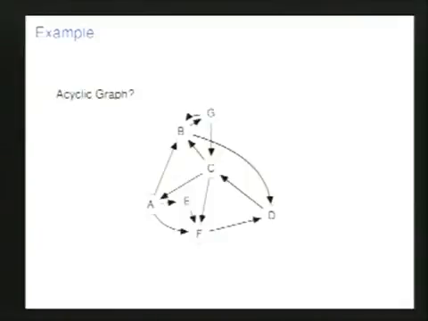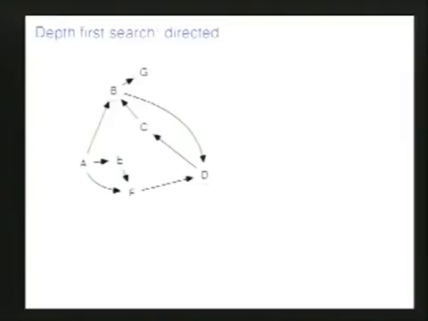Okay, so is this an acyclic graph? And the answer is no, but how do we tell? So we're obviously going to tell using depth first search. So again, we have our depth first search with all our fancy labels. So what do you see? We remember where the cycle was, right? It's from B to D to C.